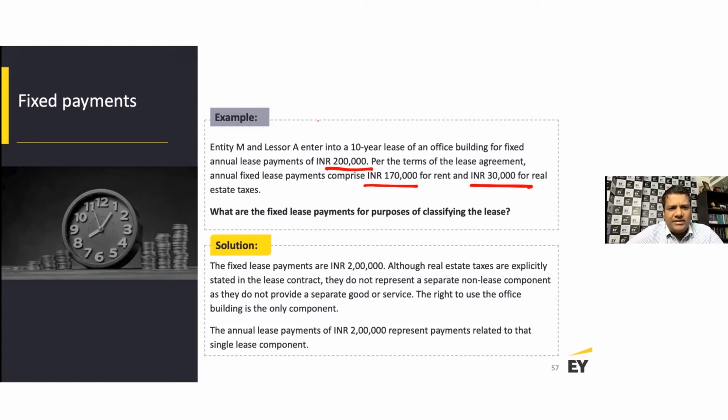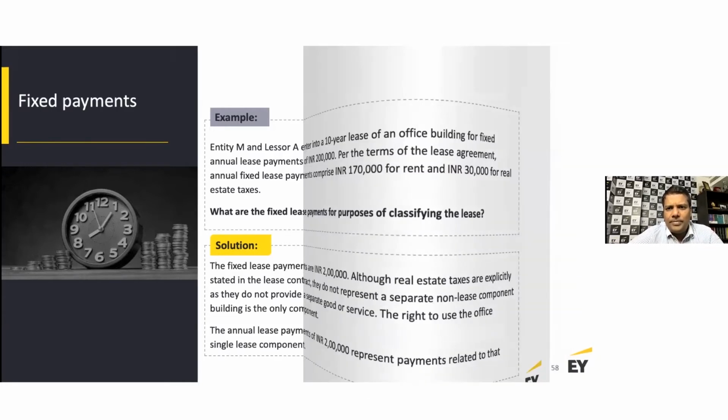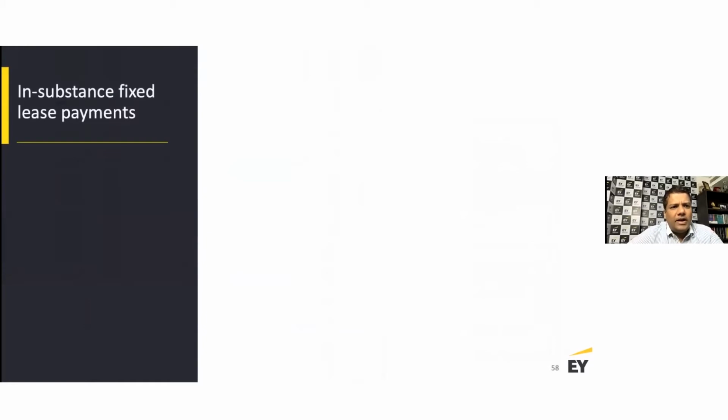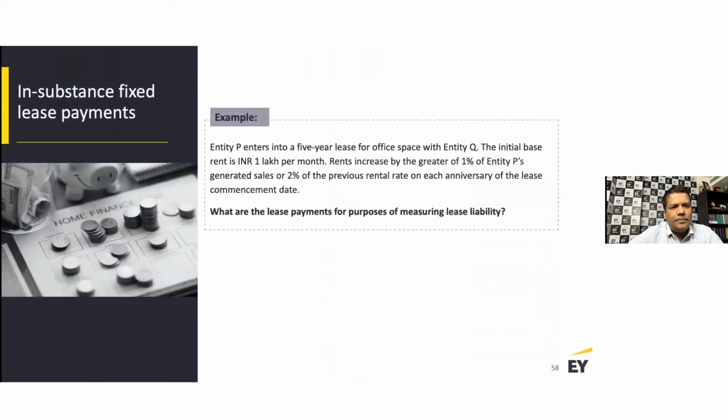Although real estate taxes are explicitly stated in the lease contract, they do not represent a separate non-lease component, as they do not provide a separate good or service. The right to use the office building is the only component, right? There's no other service which I'm receiving. The annual lease payment of INR 200,000 represents payments related to that single lease component. Okay. So let's now look at in-substance fixed lease payments, right? And let's look at another example.